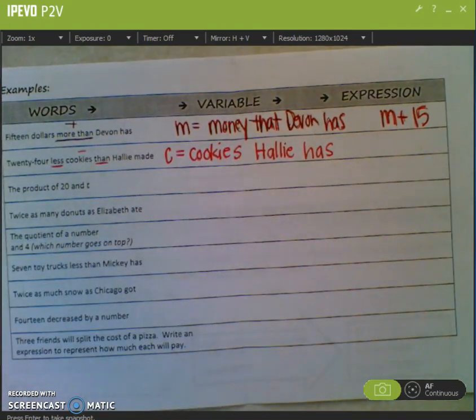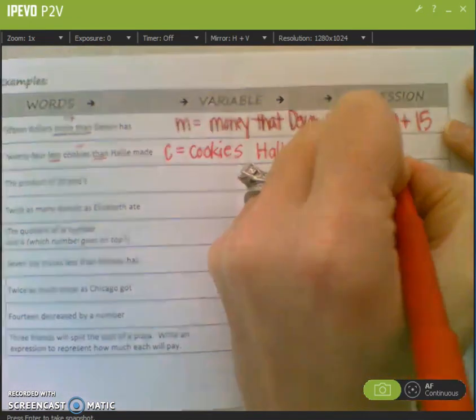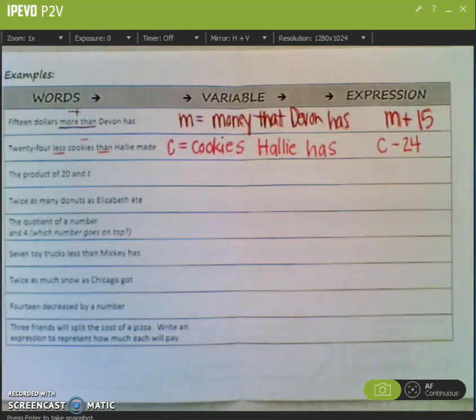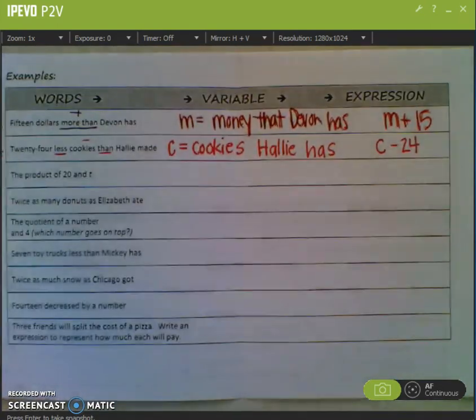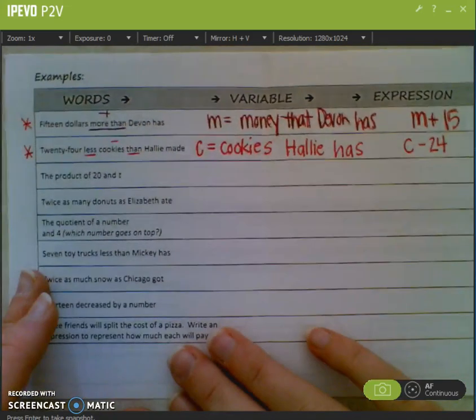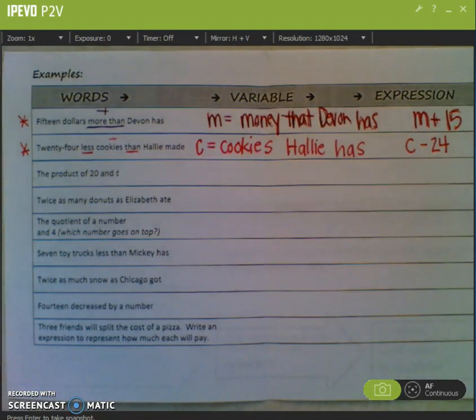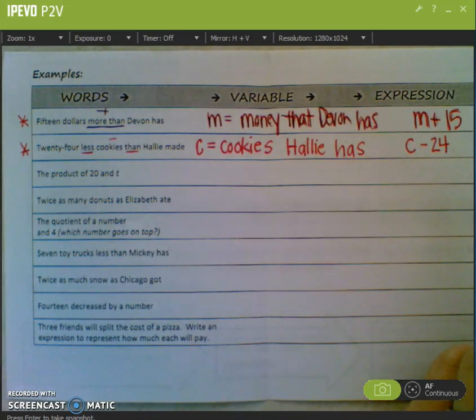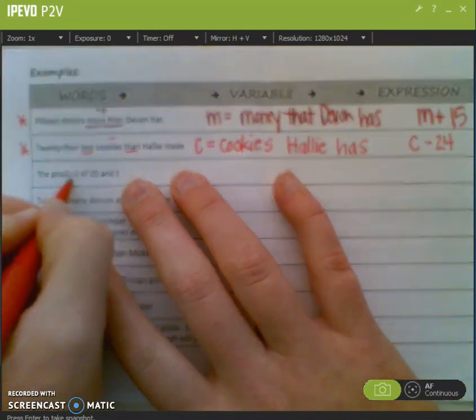Hallie has C, and someone else has 24 less than what she has. So her amount is our starting amount. C is what we start with, and then we're taking 24 away from C because it's 24 less than what Hallie has. So it's really important that we are extra careful to read and make sure that we've got the correct order when we write our expression. Notice my expressions do not have equal signs. They both have a variable that we defined here, and they both have a constant term, which is a term without a variable.